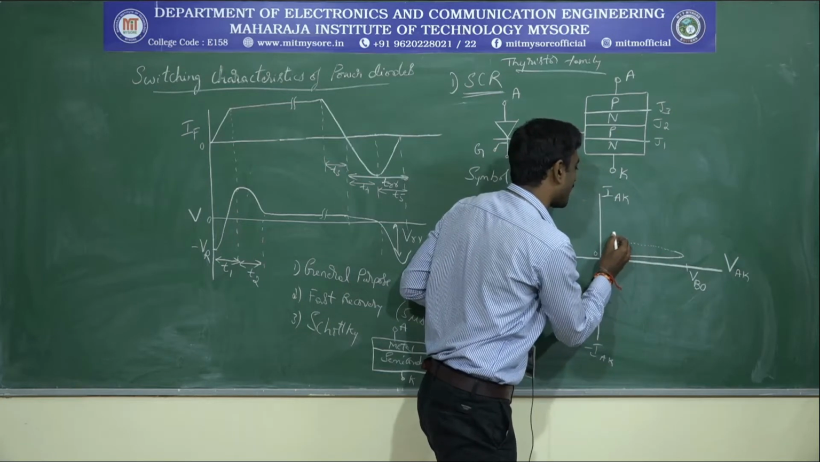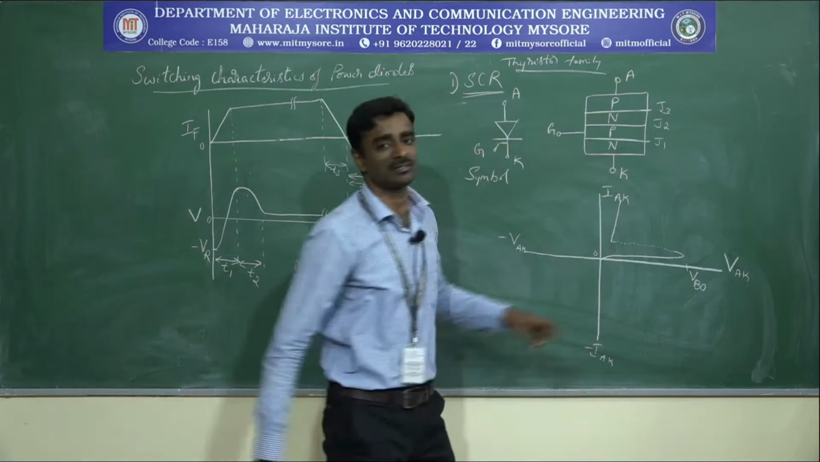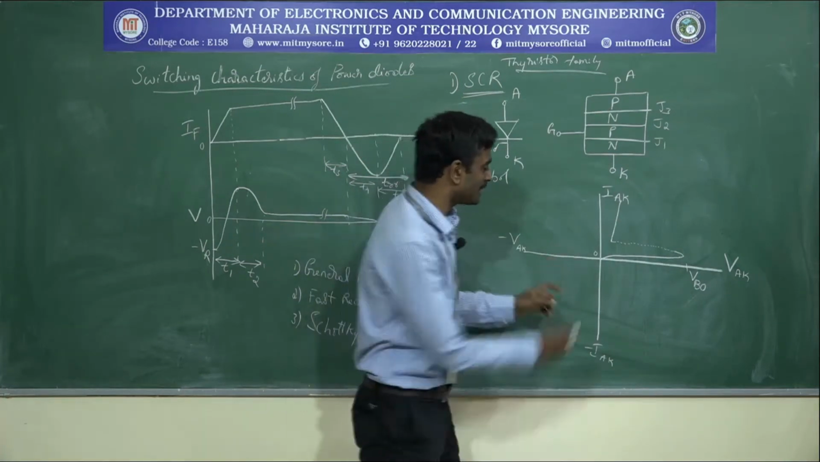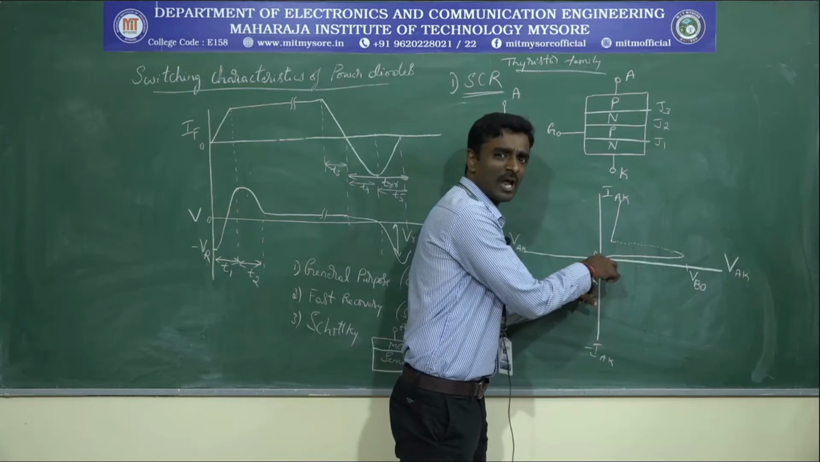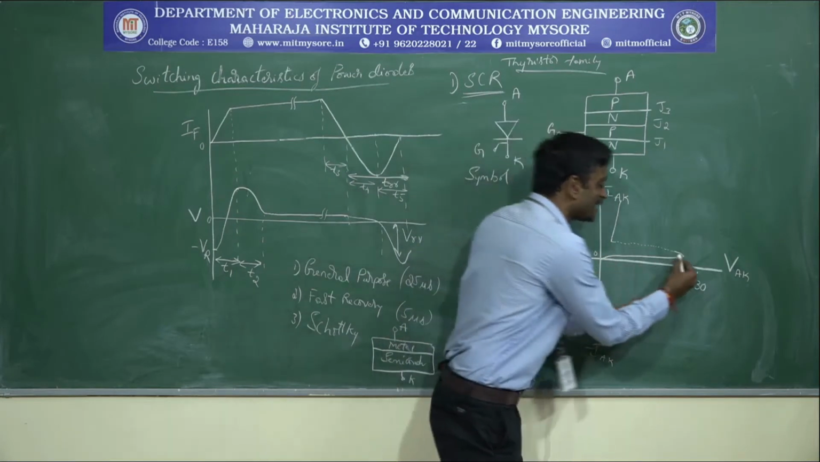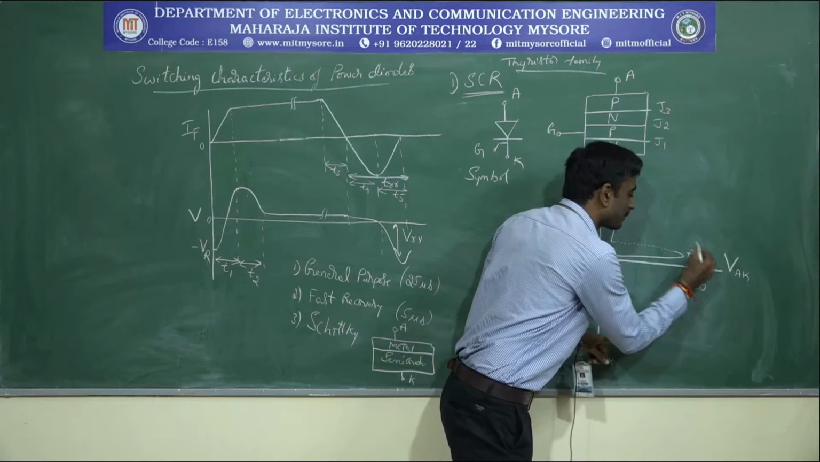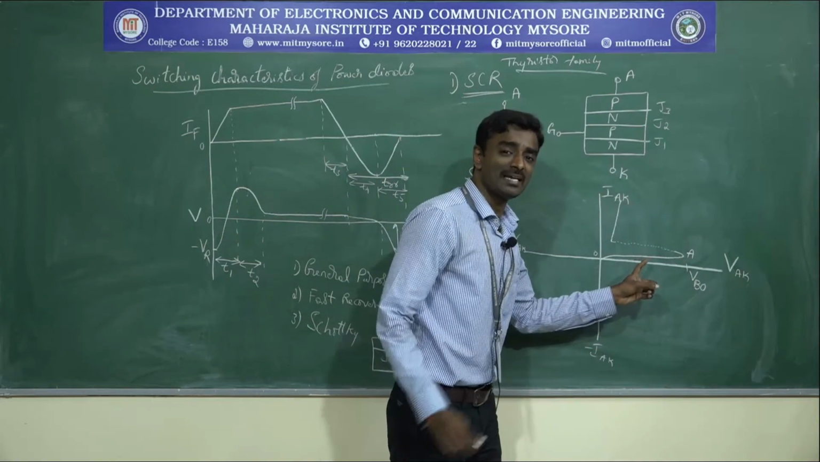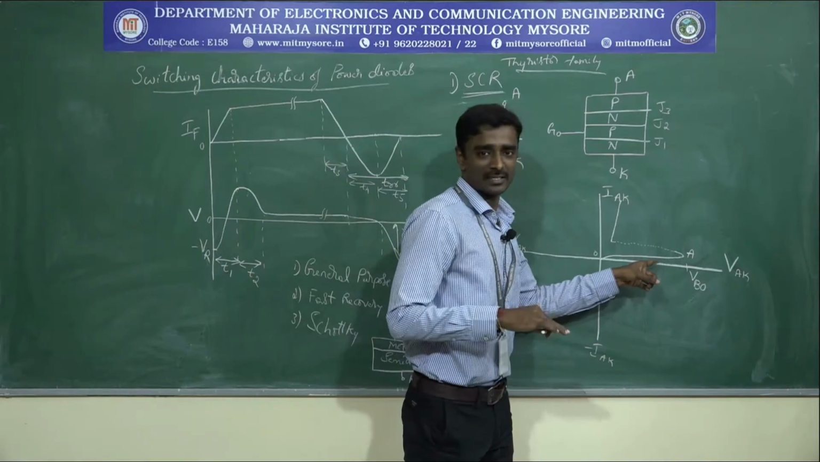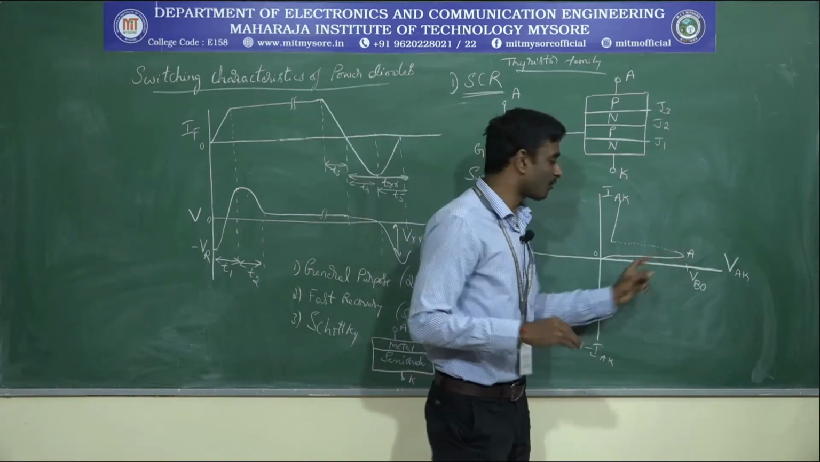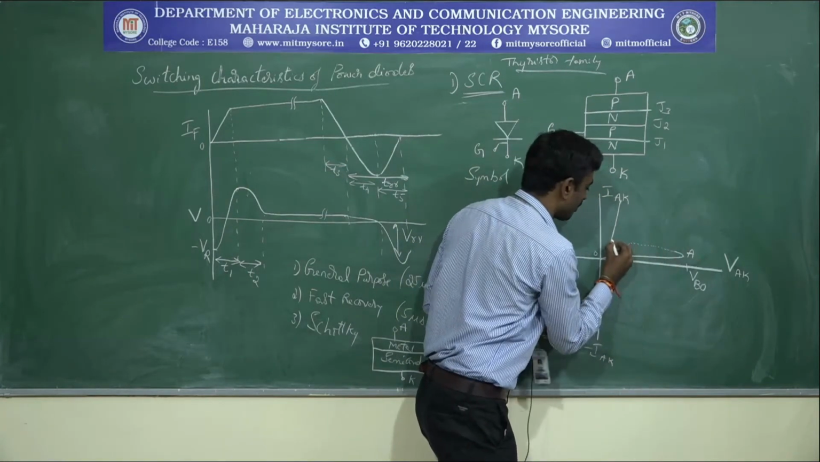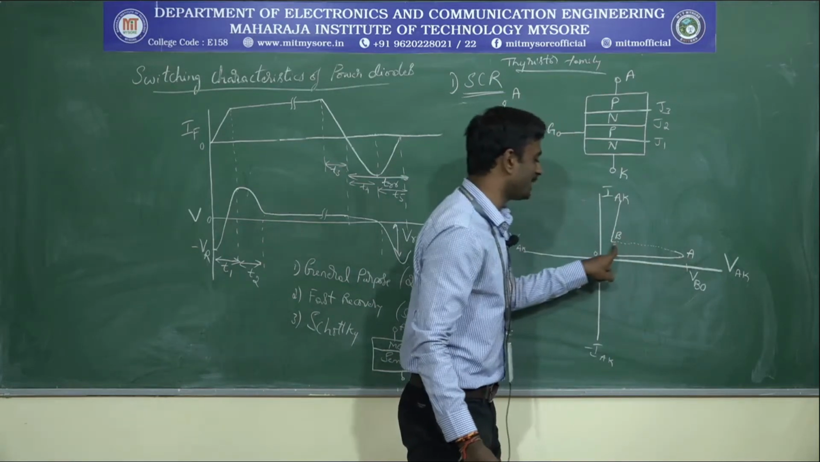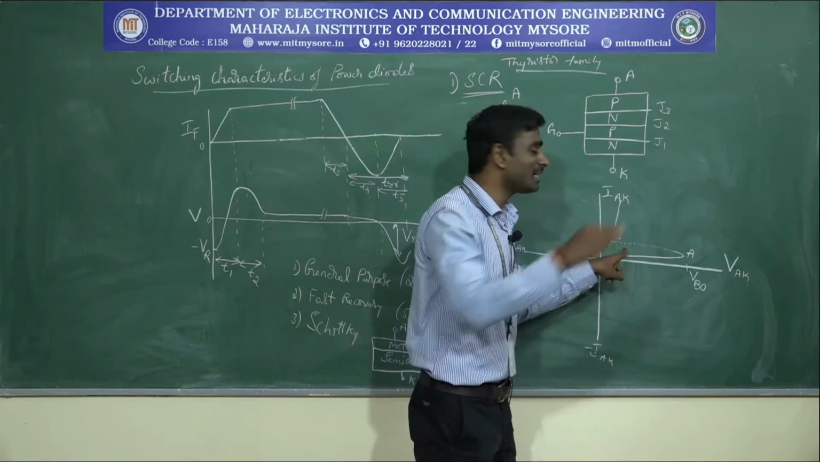And automatically the current starts increasing. For this region, the origin point I will call 0, and this point I will call A. From 0 to A, your SCR is in the turned off condition. Then I will mark this point as B, where from A to B your SCR will be turning on.